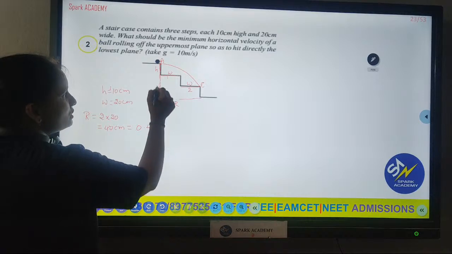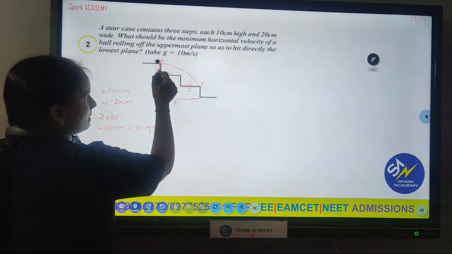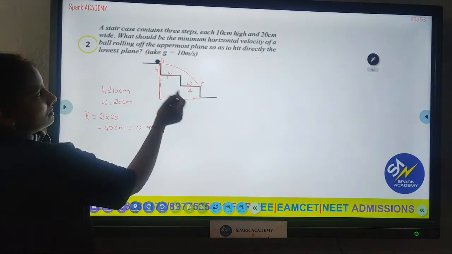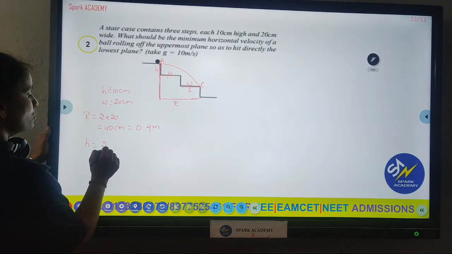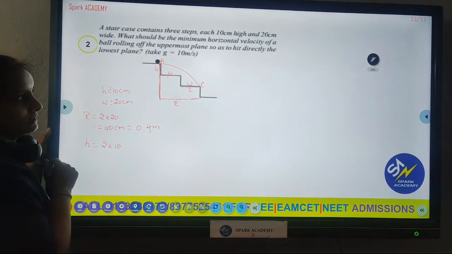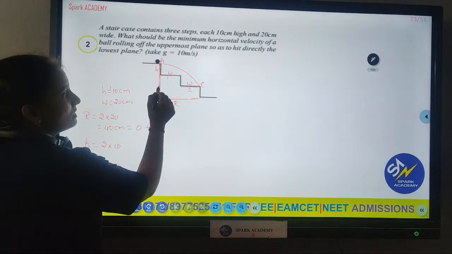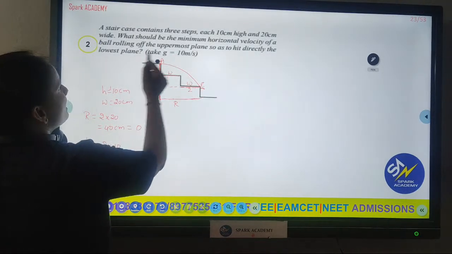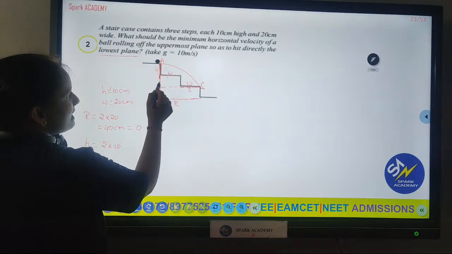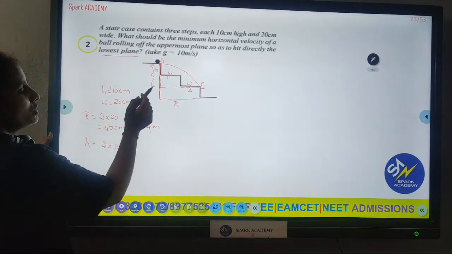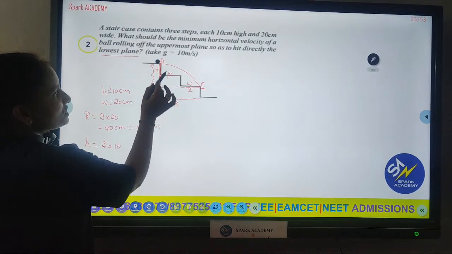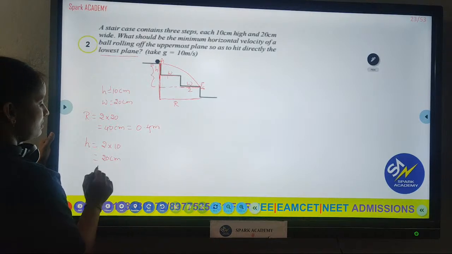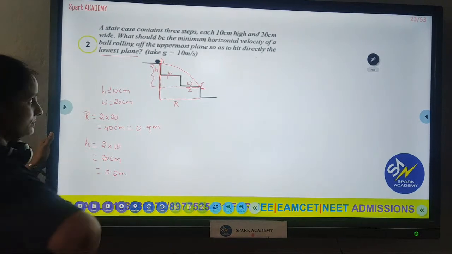And what is the height of the projectile? So here also it covers 2 into 10 centimeters. We do not need to take it till the ground. We need to take from the uppermost plane directly to the lowest plane. So this height only you need to consider. It travels 2 steps of height. So 20 centimeter, which will be equal to 0.2 meters.